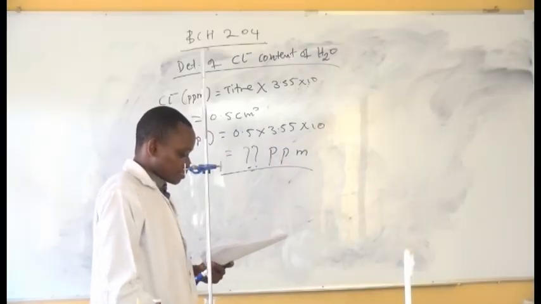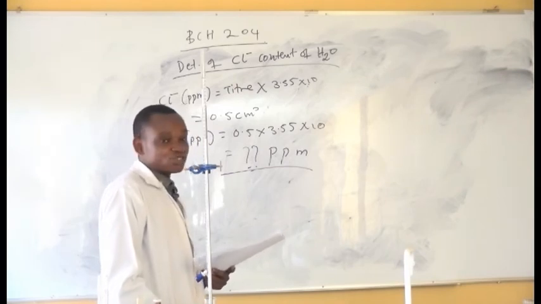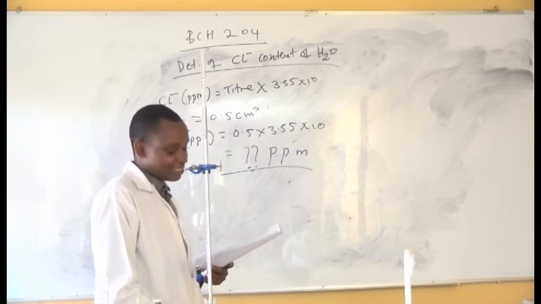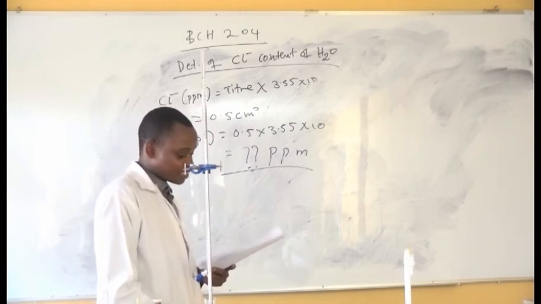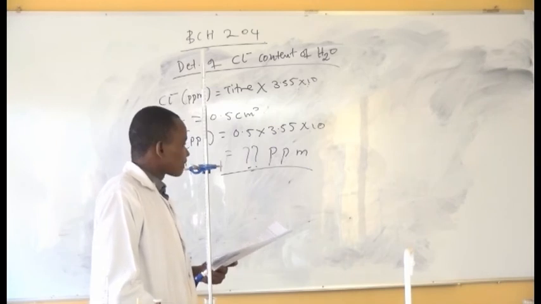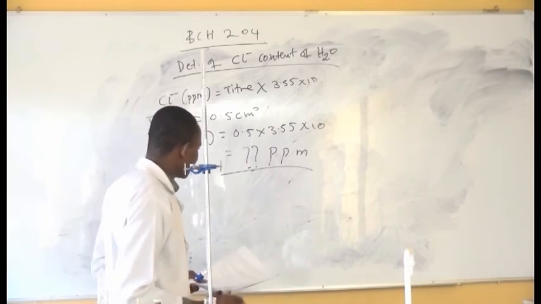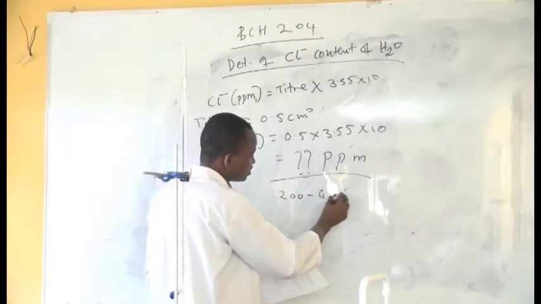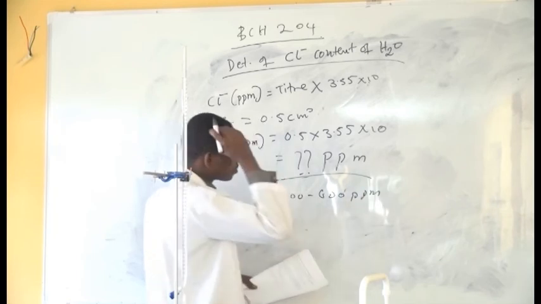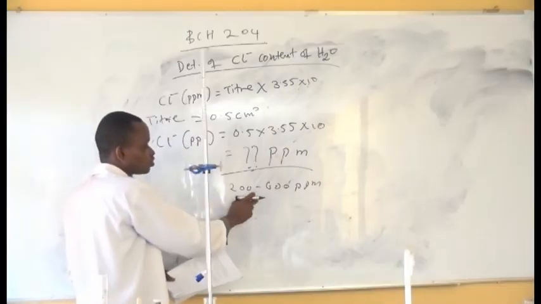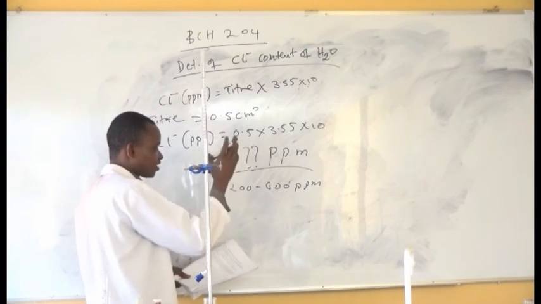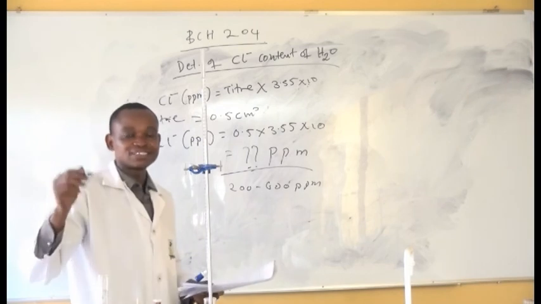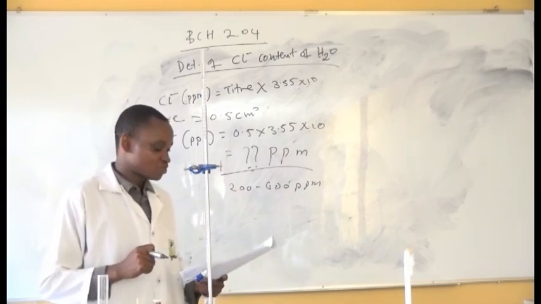Now, when you do that, you try to compare your results with the World Health Organization recommended limits for chloride content of water. The World Health Organization gives a limit of 200 to 600 ppm. So try to compare whatever answer you got with this. If it is high or low, or within this range, then you should be able to tell if the chloride content of that water sample is okay.